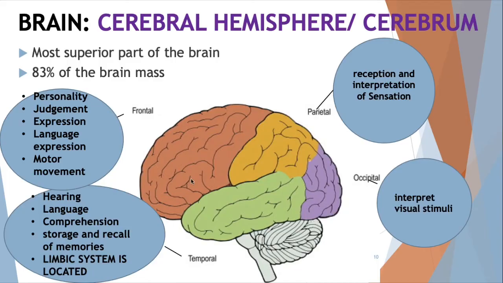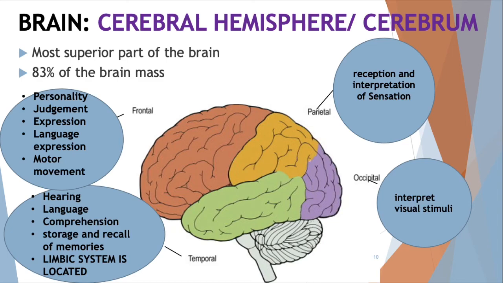Okay? Next, for the parietal, it is responsible for the reception and interpretation of sensation. For example, yan is we have the touch, temperature, and could also be pain. Yan. And then the occipital functions to interpret the visual stimuli.